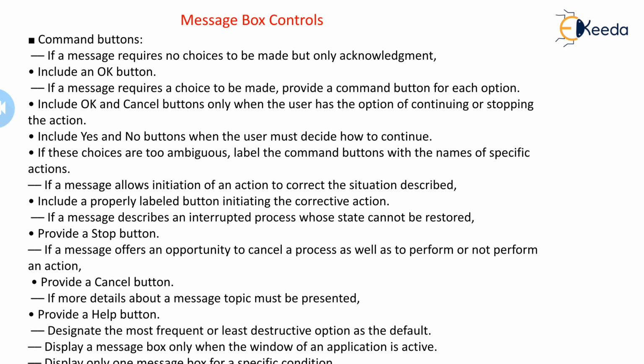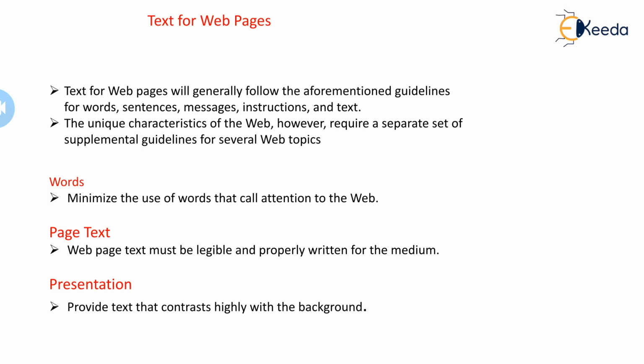Because a message box disrupts the user's current task, it is better to display a message box when the window of the application to which the message refers is active. Now, next is the close box. Enable the title bar close box only if the message includes a cancel button. Leaving it available in other situations can confuse the users.